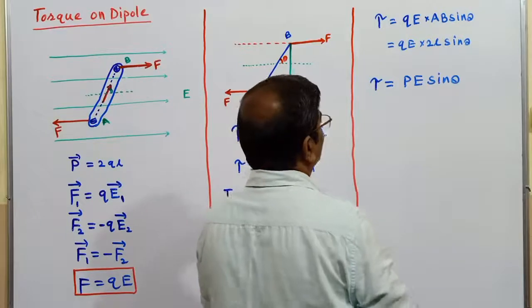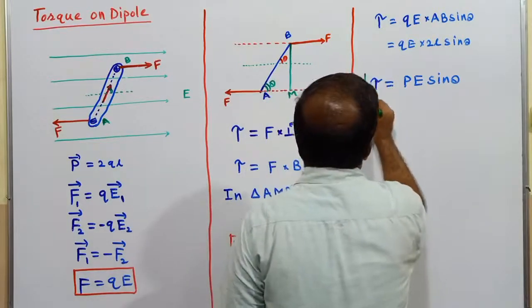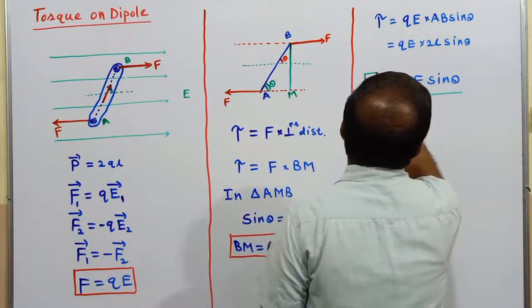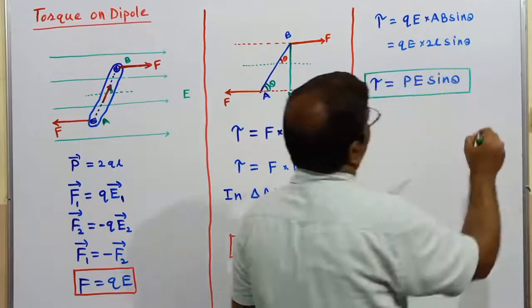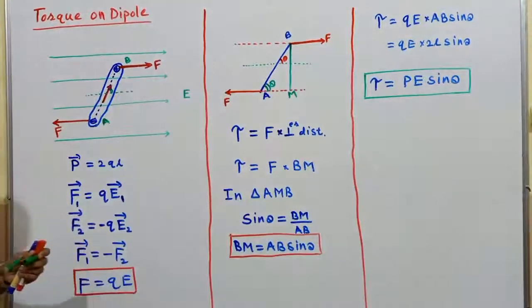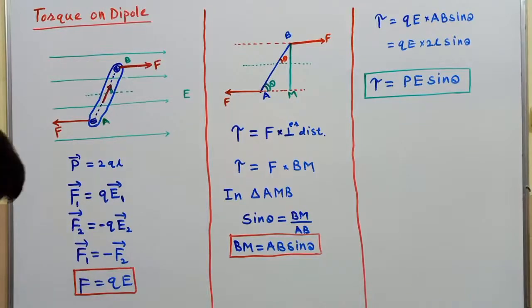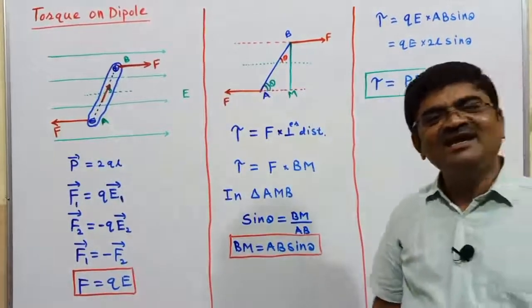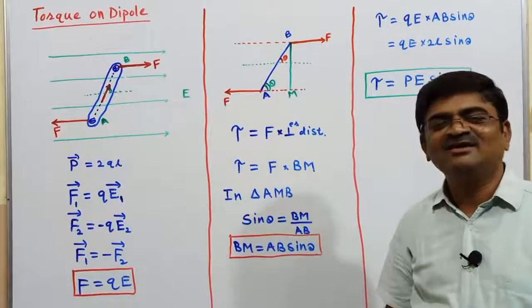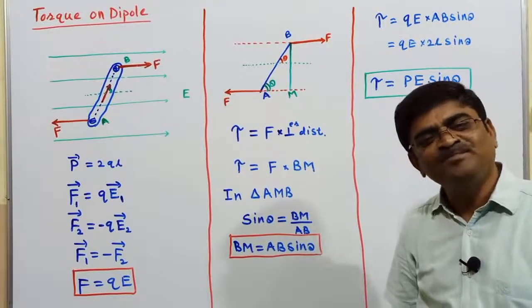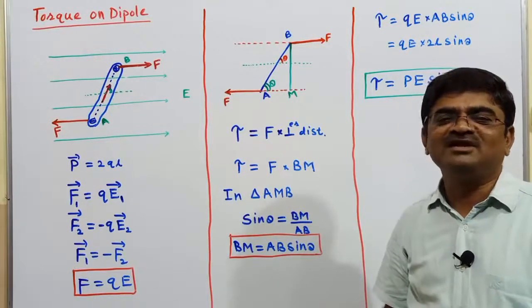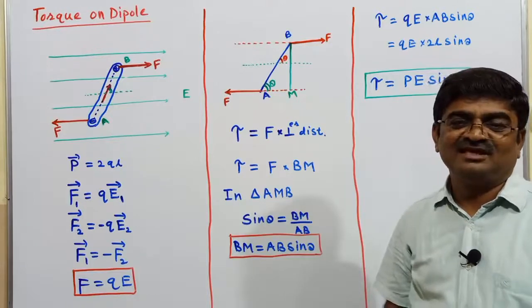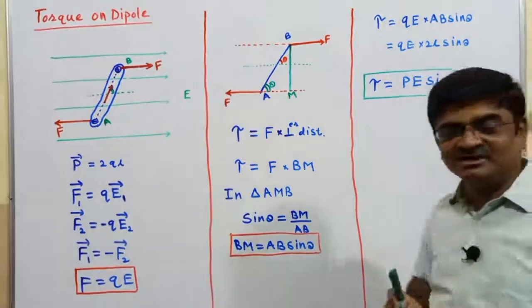Look here, children, I have arrived at a very important expression for torque on a dipole. So how much did you get for torque on a dipole? PE sin theta. What is P? Dipole moment. What is E? Electric intensity. What is theta? The angle made by P with the intensity. And that is the expression for torque I have here.